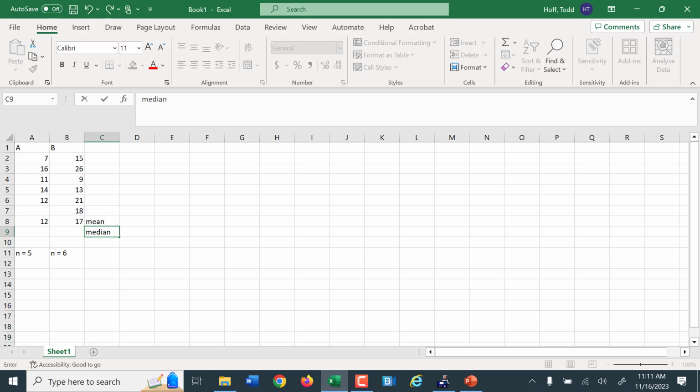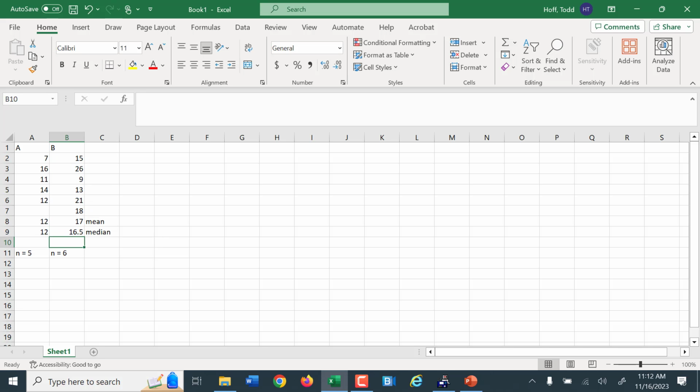Median. Now remember, for a data set with 5 in it, that's odd, so it's going to be one of the data points. So the command is just equals median, and we highlight the data points. Hit enter, and there it is. So equals median. Notice what I'm doing, hitting equals, typing median, then I'm doing the open parentheses, then I highlight the data set.